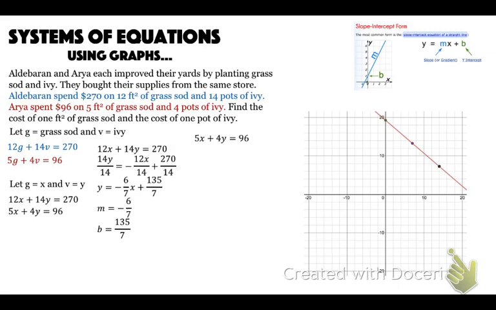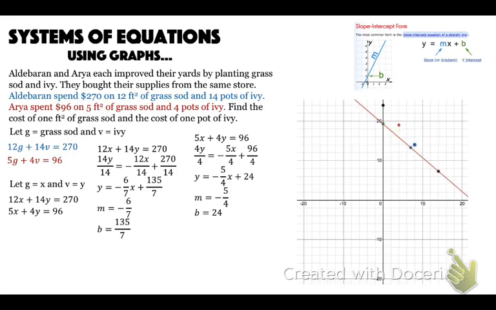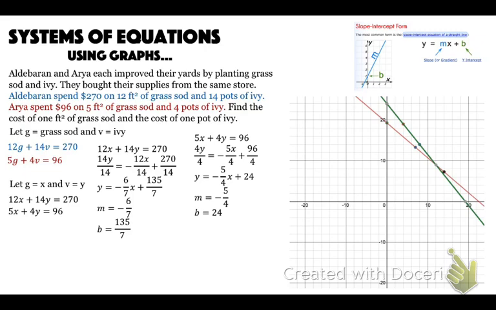Okay. Let's do the same thing with the other one. So 5x plus 4y equals 96. Subtract that 5x, so 4y equals negative 5x plus 96. Divide by 4, and you get y equals negative 5/4 x plus 24. So in this case, my m is negative 5/4, my b is 24, so I can go up 24, and then I go down 5 over 4, down 5 over 4, and there is that line.